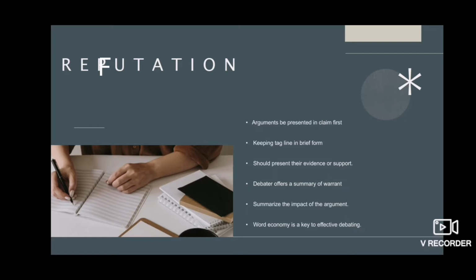The debater offers the summary of warrant. A summary of warrant is, in other words, an explanation of why the evidence supports the claim. Summarize the impact of the argument, or summarize the details of every argument. And lastly, word economy is a key to effective debating. The shorter the words, the better.